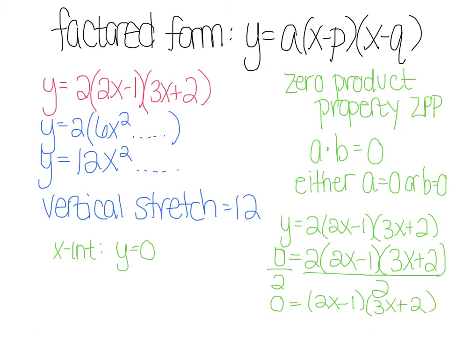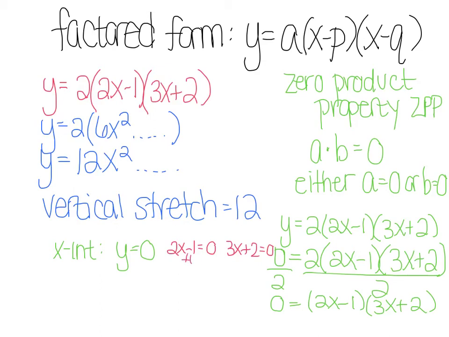What this shows us is that 0 equals this times this. So I can look at 2x minus 1 being equivalent to the A and 3x plus 2 being equivalent to the B. So either 2x minus 1 has to equal 0 or 3x plus 2 has to equal 0. We're looking for all possible values of x that are going to make this product equal to 0. So what I can do is set each of my factors equal to 0 and solve for x.